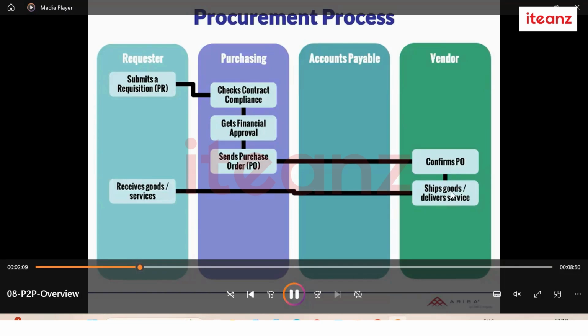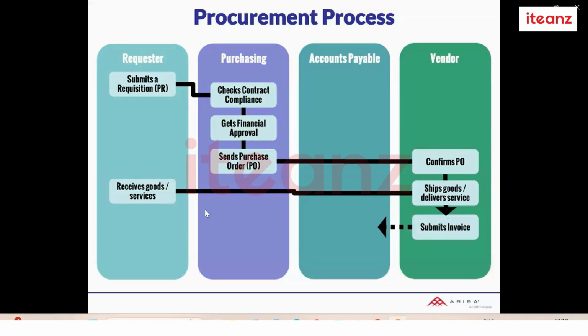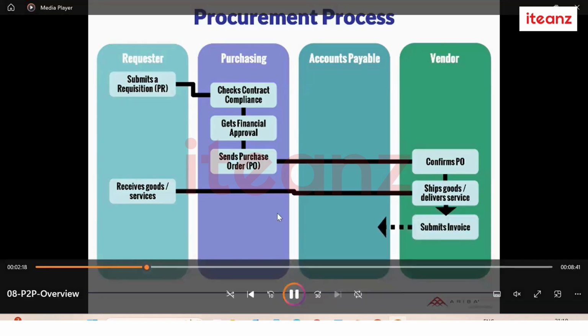After confirmation, he will send the goods and delivery services to the requester. It's nothing but the order confirmation. The order is confirmed, I am sending the goods, he is receiving the goods. This is the three-way communication here. Once the goods are received, the requester submits the receipt.